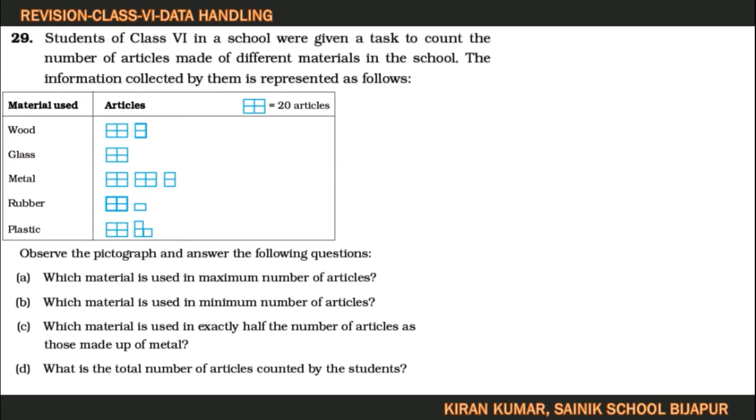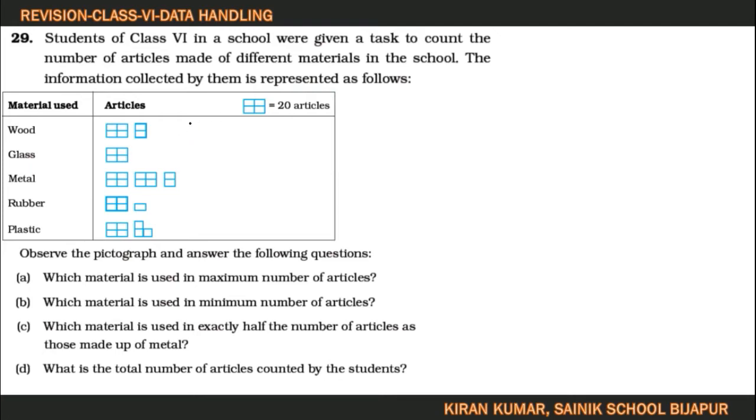students of class 6th in a school were given a task to count the number of articles made of different material in the school. The information collected by them is represented as in the table. The material used and the articles are mentioned using a pictograph. Here, this particular figure indicates 20 articles, so we need to find each one of them.